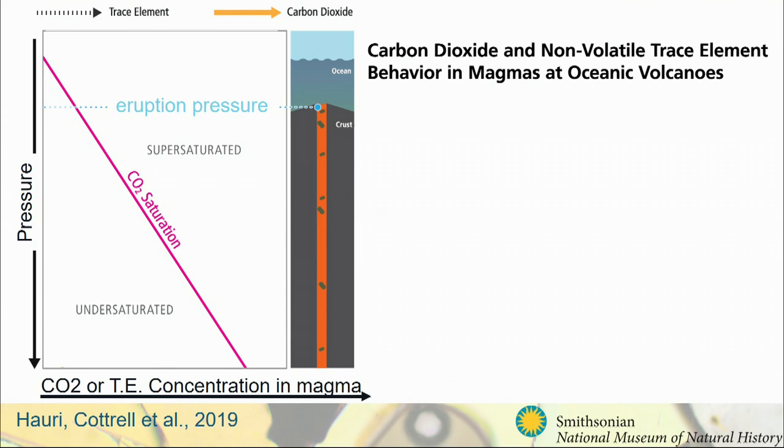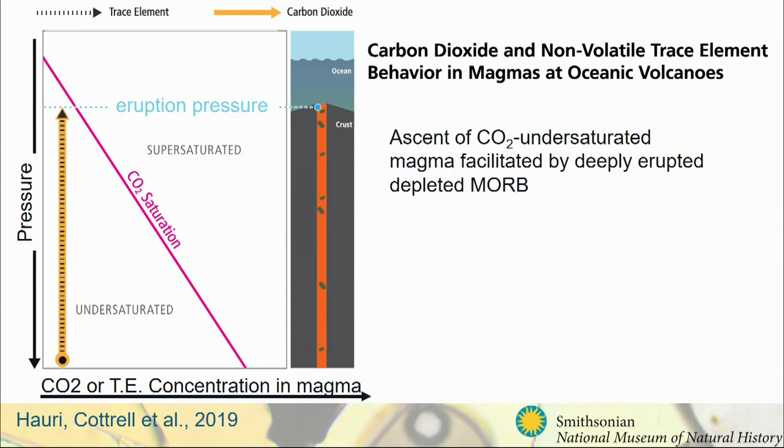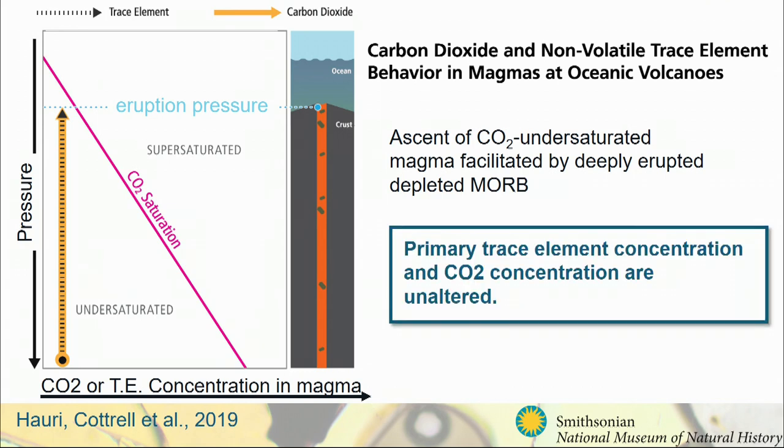So if you want to quantify carbon in a melt, unadulterated from its primary concentration, you might select a very depleted composition, one with low carbon concentrations, low trace element concentrations, so that carbon nucleates late in that melt, vapor bubbles nucleate late. And you might choose to sample very deep in the ocean under the highest pressures possible. By this means, you might have a sample of a magma with its carbon concentration and trace element concentration intact and unaltered.